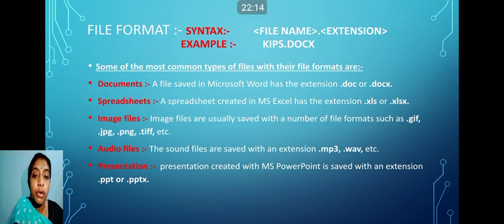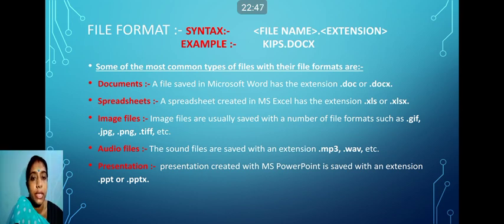The syntax of any file is: first the file name is there, then a dot, and then the extension is written. Means your file format is divided into two parts. The first one is the file name and the second part is the extension. For example, you can see kips.docx. So there are some different types of file formats. I am talking about the most common ones. There are many, but I am talking about some common ones.